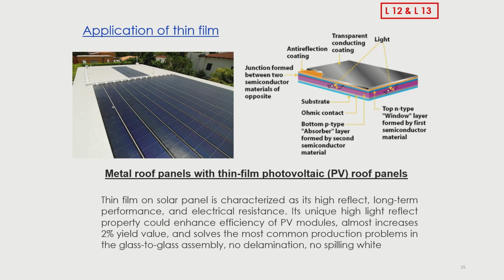Application of thin film: one of the applications of thin film is the metal roof panel with thin film photovoltaic (PV) roof panel. Thin film on a solar panel is characterized by its high reflectance, long-term performance and electrical resistance. Its unique high reflectance property could enhance the efficiency of the PV module. PV is photovoltaic. It increases the yield value by almost 2% and solves the most common production problem in glass-to-glass assembly: no delamination, no spilling, white.